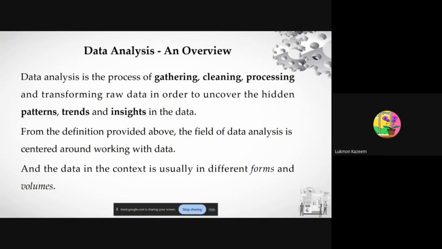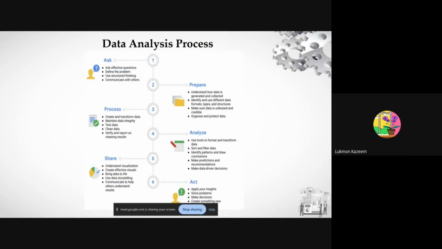So, like I said, the speed of data analysis is centered around working with data. We need to work with data. And when we are talking about data, data can be in different forms and volume. The next thing that I want to look at is the data analysis process. So what are the processes that are involved as far as data analysis is concerned? I have said it already that we want to gather data, process data, transform data. But if we are to look at the data analysis process, if you want to carry out a data analysis task, what are the steps that you are going to follow? That is what we mean by data analysis process.